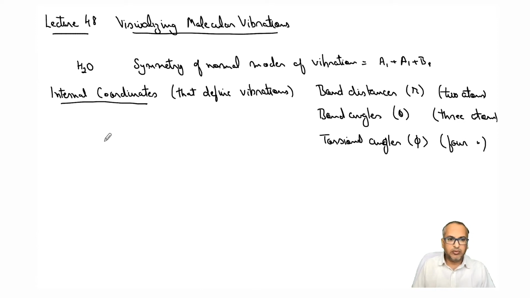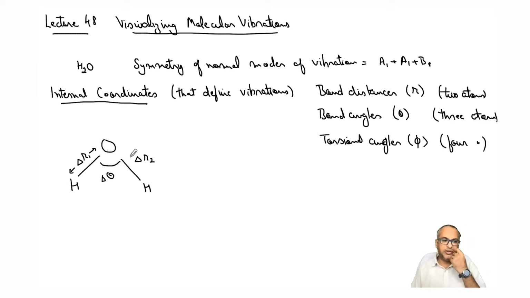So let's start with drawing the water molecule. Let's say I have the change in bond length as delta R1 over here, and then this would be delta R2, and this will be my change in bond angle, delta theta, right? Now if I take the bond angles and bond distances as the basis and create a reducible representation, let us see what we get.